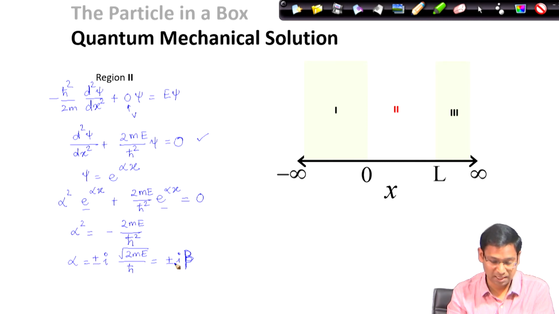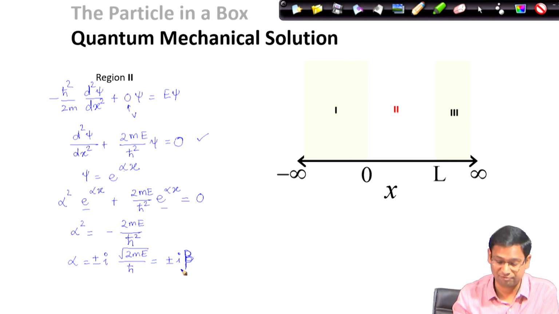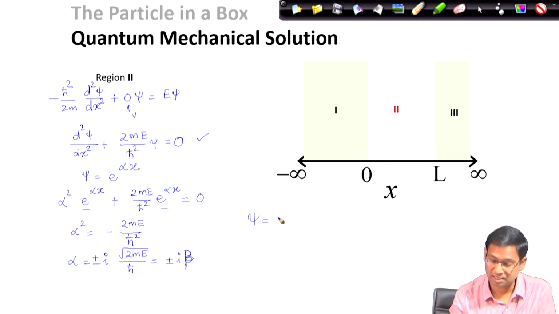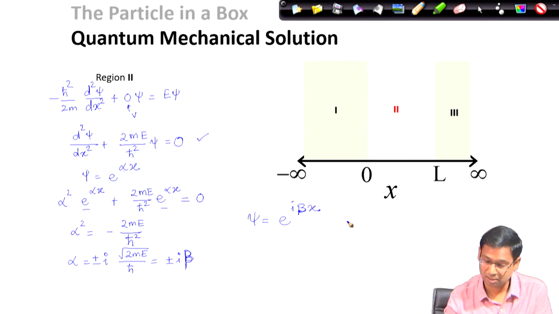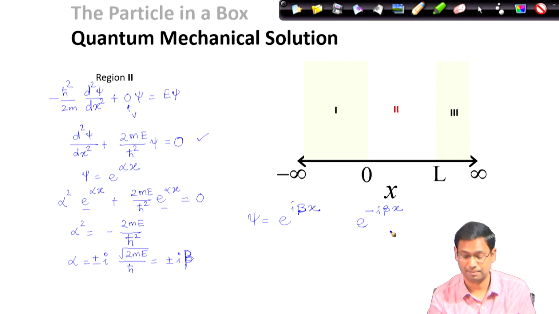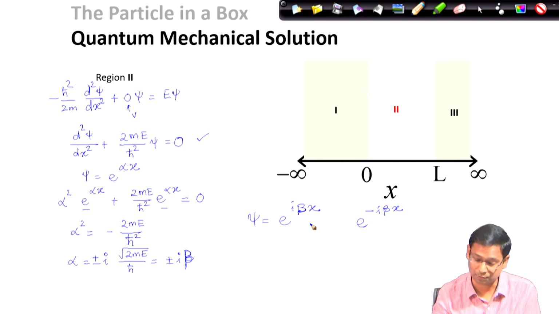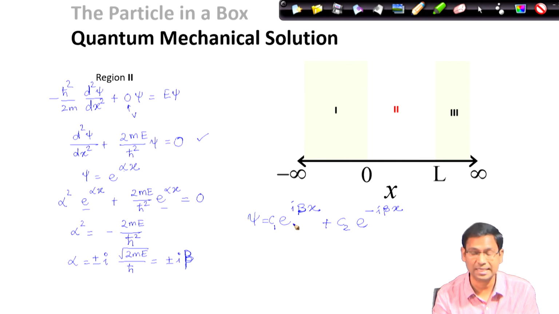So, now what I have is that I wanted a solution for alpha, but what I have got now are two possible values of alpha, one is i beta, another is minus i beta. So, I write down, psi is e to the power i beta x or e to the power minus i beta x. Each of these solutions is accepted. So, therefore, I will accept both the solutions, but what I would do is take a linear combination of them by giving a coefficient C 1 to this, C 2 to this.